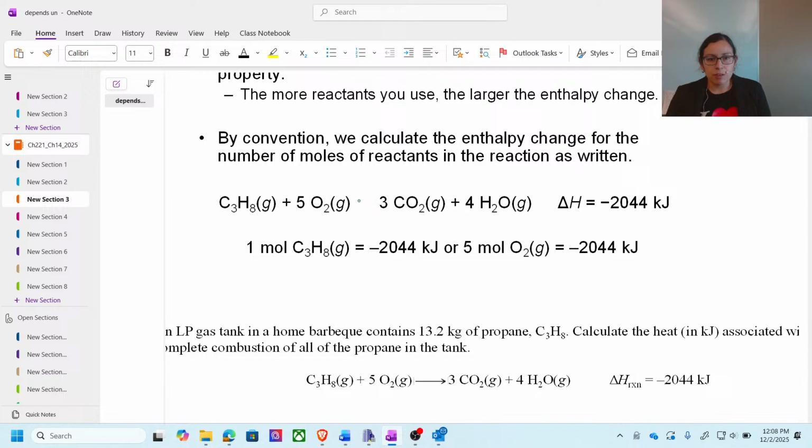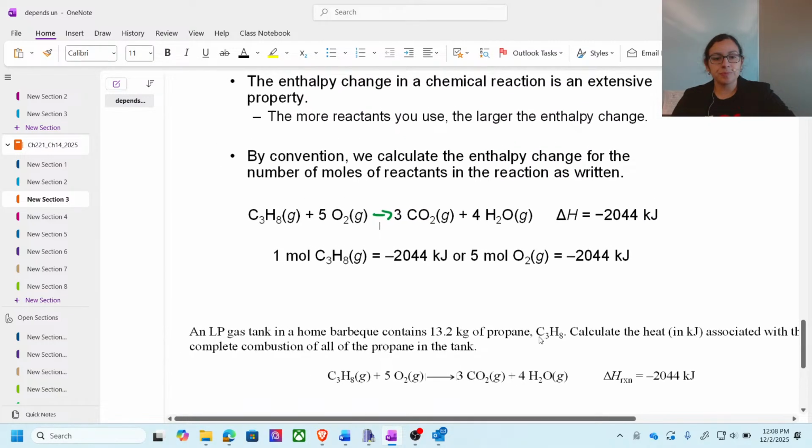Oh, we lost our arrow here. And so again, we're given our amount that's dependent on this equivalence. So we're looking at 1 mole of propane combusted with 5 equivalents of oxygen to give us 3 of CO2, 4 of water. And so the change in enthalpy of this reaction is negative 2044. So again, it's releasing 2044 kilojoules of heat.